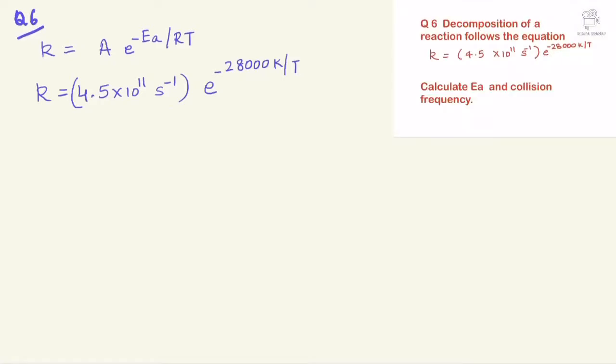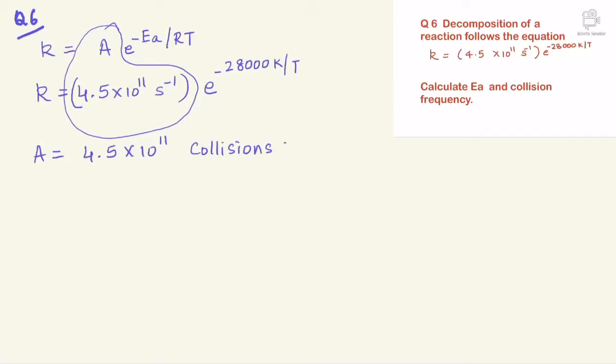You just compare it with the basic Arrhenius equation, where K is equal to A e to the power of minus EA, that is activation energy, upon R into T. You see over here K is equal to 4.5 into 10 to the power 11 per second. So of course that's our collision frequency. This gives us our first answer, the value of A, that is collision frequency, a pre-exponential factor. So I can directly put A as 4.5 into 10 to the power 11 collisions per second. That is why, if you notice, it has the unit just per second.